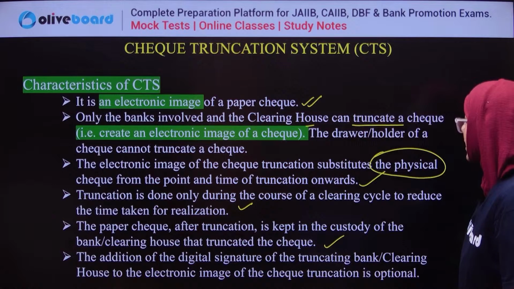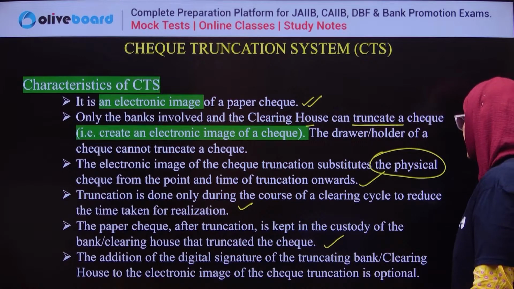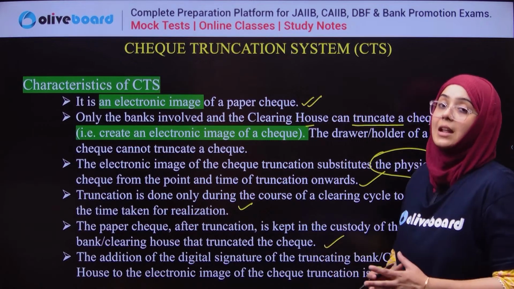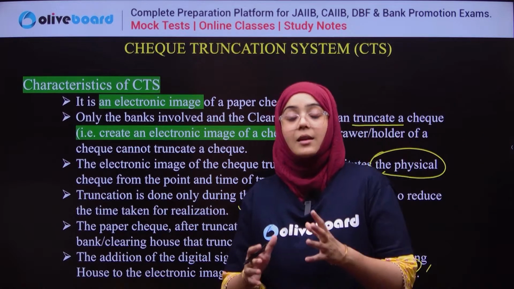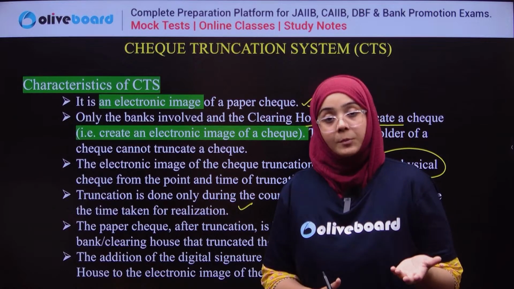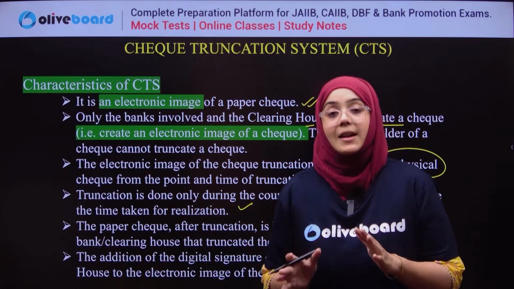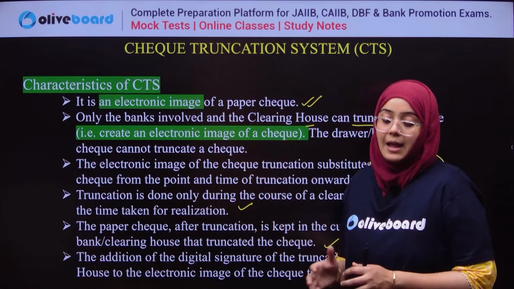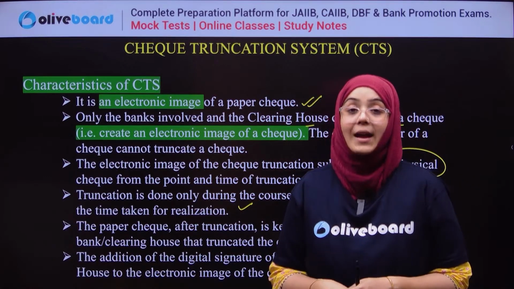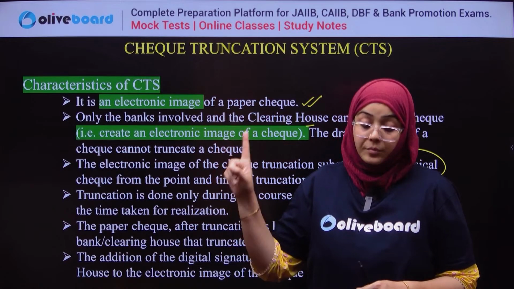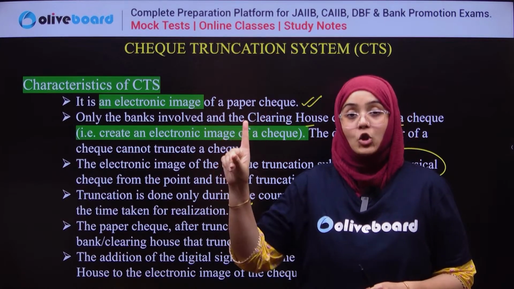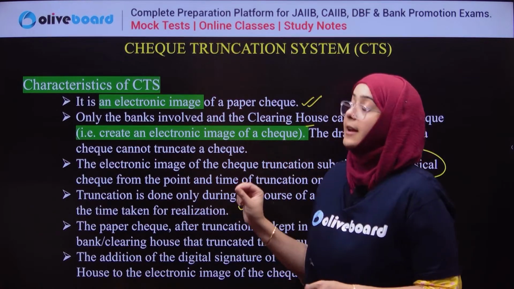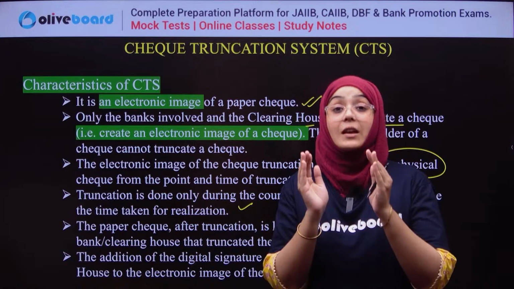Lastly, the addition of a digital signature to the electronic image of the check is optional. You can add the digital signature to the truncated check, or you cannot. It is totally optional. So these are the characteristics of the check truncation system. First, it is the electronic image of the paper check. Second, only the bank involved and the clearing house are allowed to truncate the check.